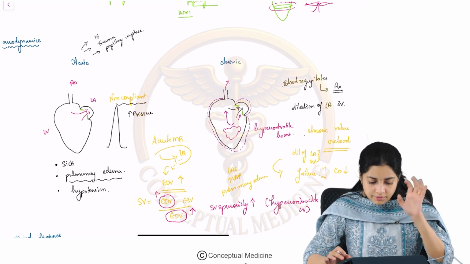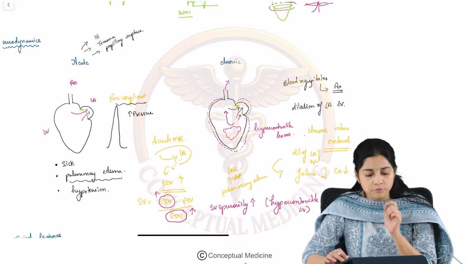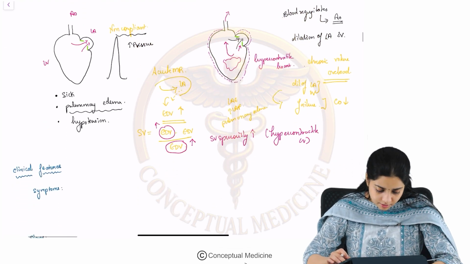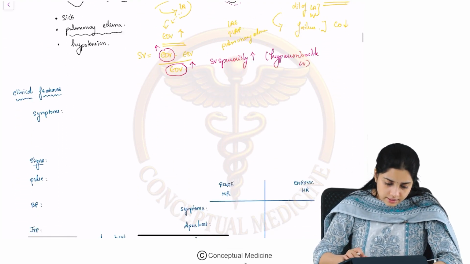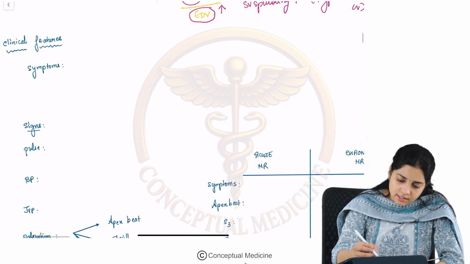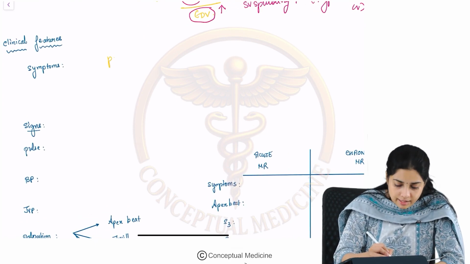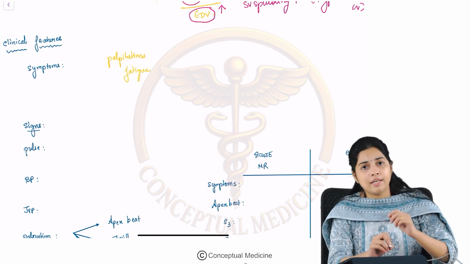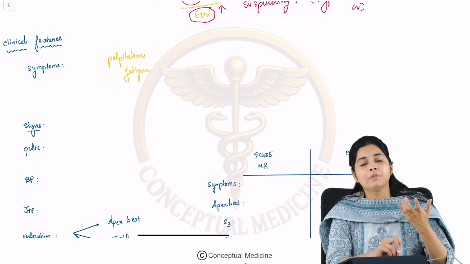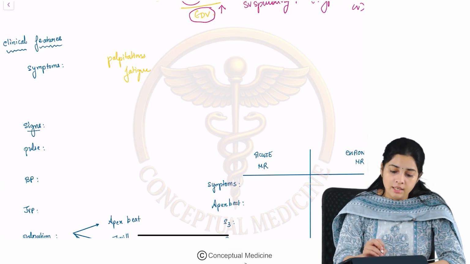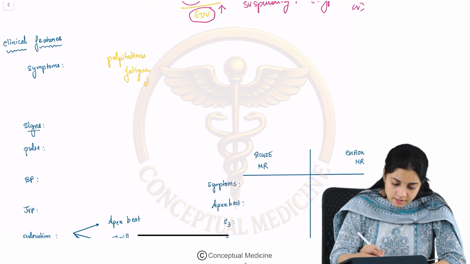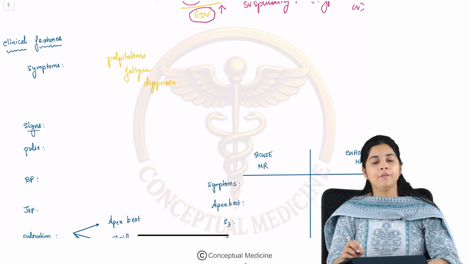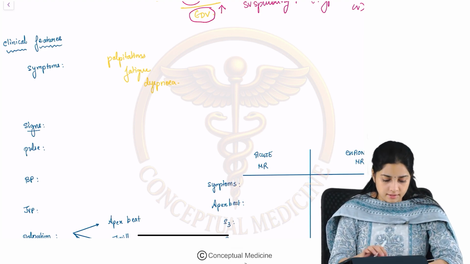Fine. So now we have understood the hemodynamics of acute MR and chronic MR. Now let us look at the clinical features. You can recollect them easily. Symptoms are palpitations because of volume overload. They can have fatigue, and over the course of time when there is pulmonary congestion, development of failure, they can have pulmonary artery hypertension as well. So they can have dyspnea. These are the symptoms of mitral regurgitation.